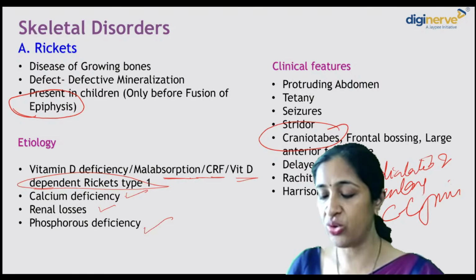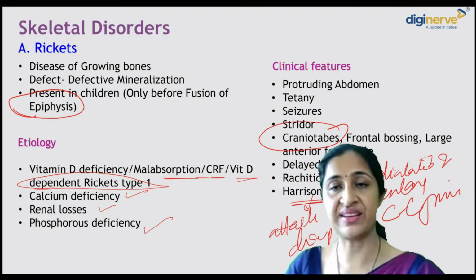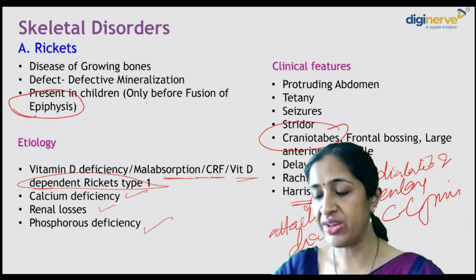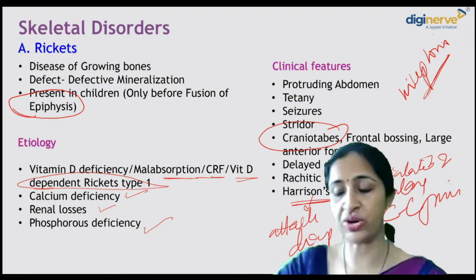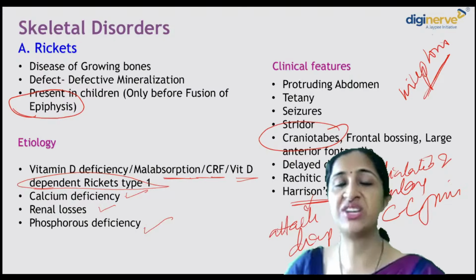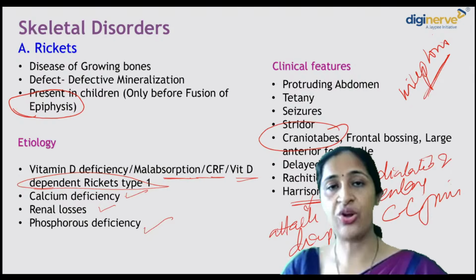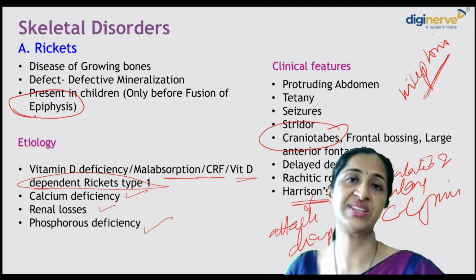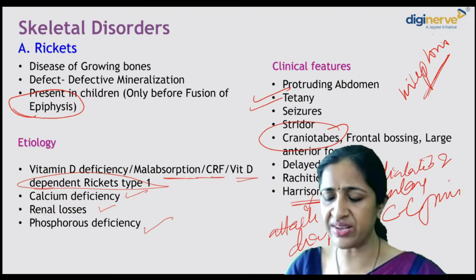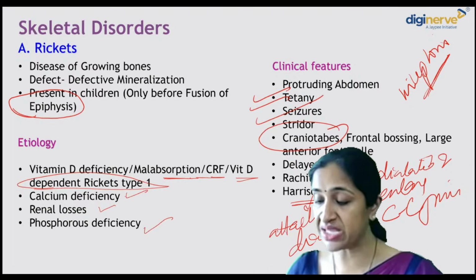Below that, you have Harrison sulcus. This is the groove at the attachment of the diaphragm. Then go down. You have visceroptosis. This is protuberant pot belly. Go down. You will have genu varum or genu valgum, that is bow legs or knock knees. Along with that, in the upper limbs, you will have widened wrists. These are all the features. Along with this, in severe cases, you can have tetany, stridors, and seizures, when your hypocalcemia progresses.